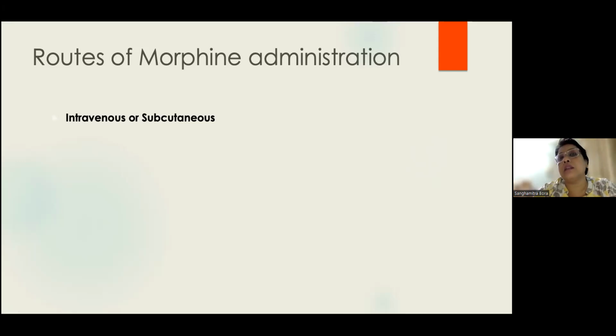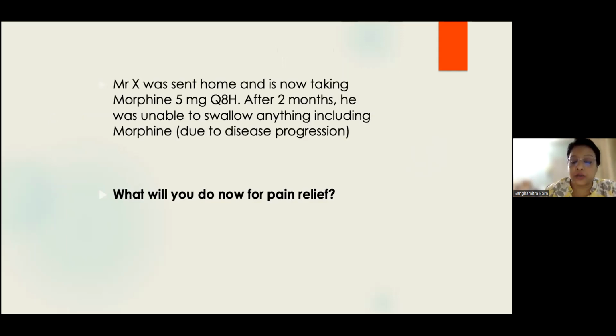Let us understand what the other routes of administration of morphine are. We have intravenous or subcutaneous route, an oral route, a per rectal route, and an epidural route and an intrathecal route. For this particular patient, I would like to give the per rectal route, which has a similar absorption. I told you about the small bowel and upper GIT, but the rectal part also gives a similar absorption of morphine. Once the patient is not able to take morphine orally, you can advise a per rectal administration.